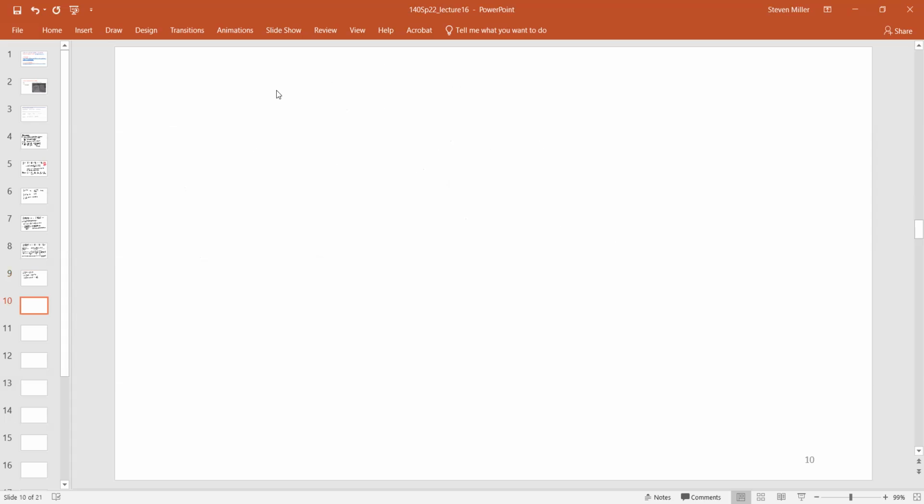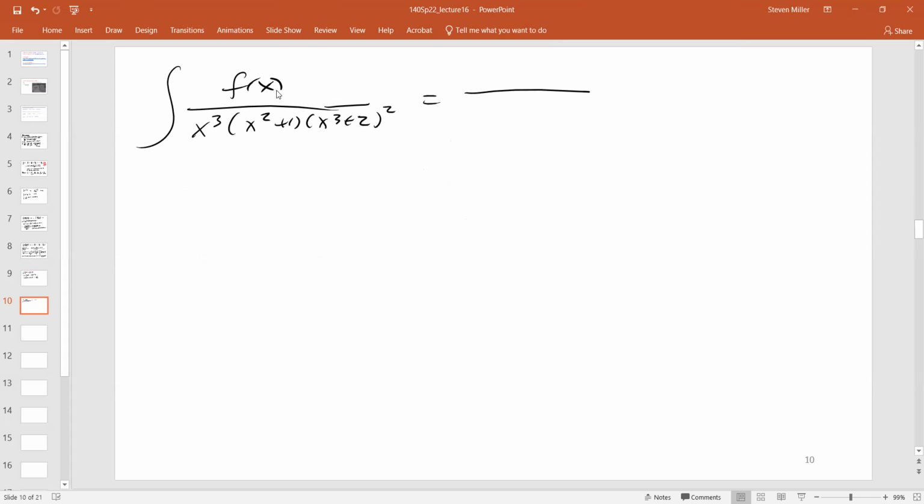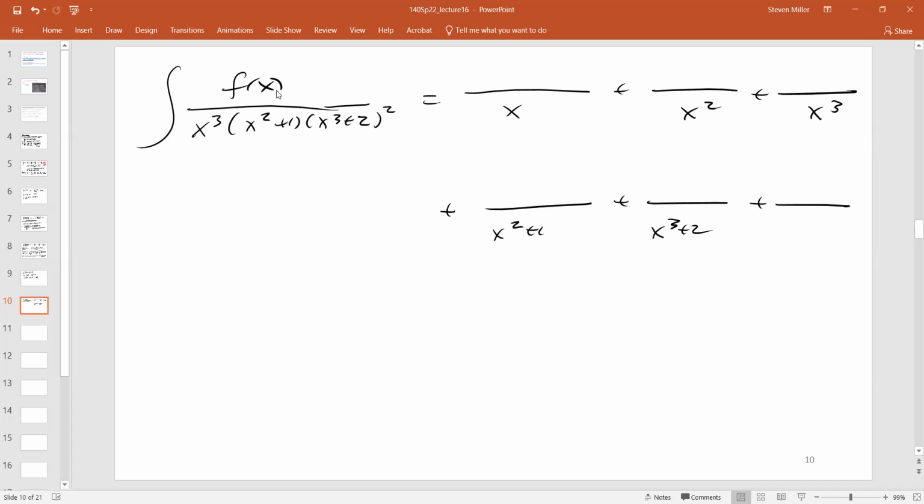If I give you the integral of, say, f of x over x cubed, x squared plus 1, x cubed plus 2 squared, it's going to be something over x plus something over x squared plus something over x cubed plus something over x squared plus 1 plus something over x cubed plus 2 plus something over x cubed plus 2 squared. And now let's try to just figure out what the stuff is. So the thing over x, what would that be?